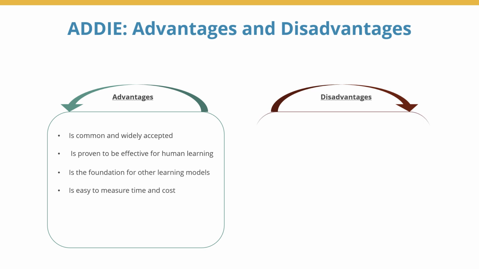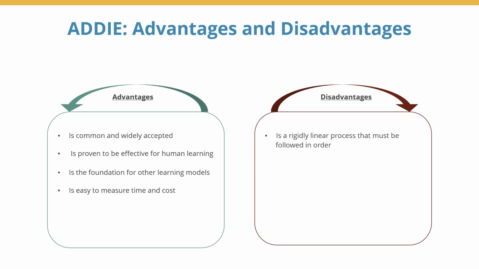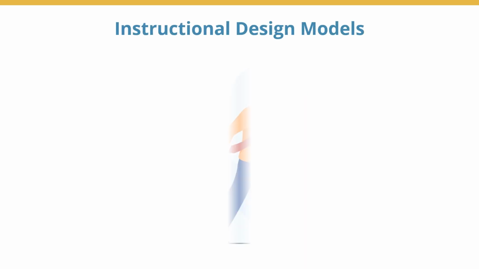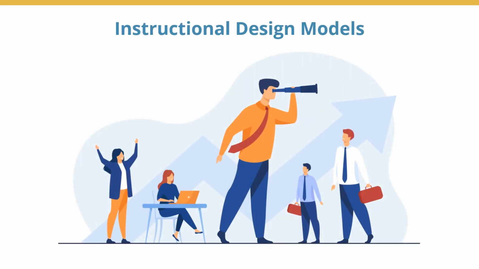Disadvantages. ADDIE is a rigidly linear process that must be followed in order. It is time-consuming and costly. The model is not flexible to adapt to unforeseen project changes. It does not allow for iterative design. Now let's get a bird's eye view of 2 more popular instructional design models.